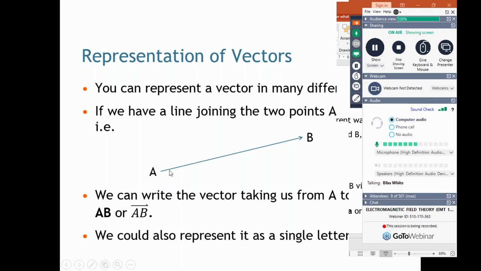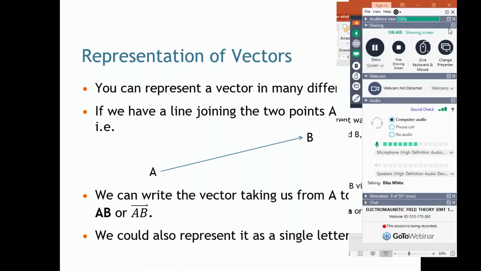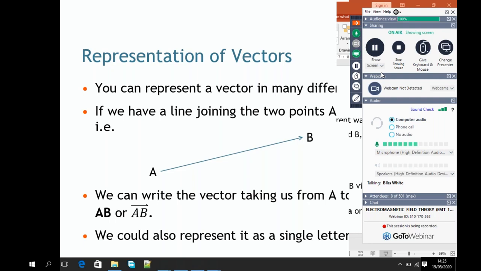Now, if you see on my screen, this is the line from point A to point B. You can see that very well. So that is a way in which we can represent a vector: moving from A to B.